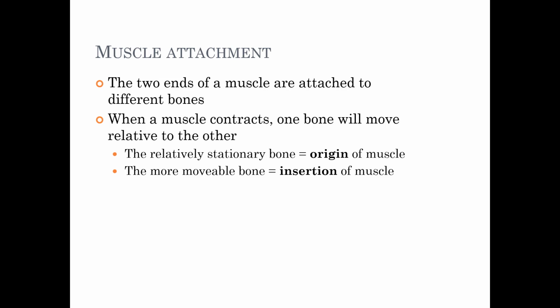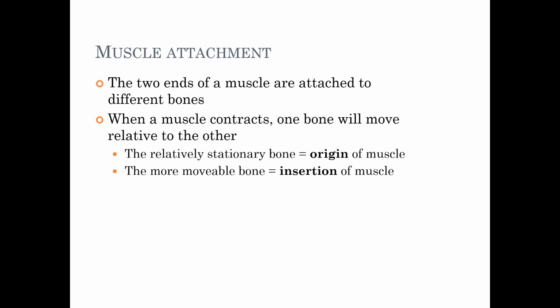So the two ends of a muscle are attached to different bones. So muscles always span at least one joint. Sometimes they will span more than one joint. And this is, of course, the skeletal muscle that causes the overall movement of the body. So when a muscle contracts, usually one bone remains stationary and the other bone will move.